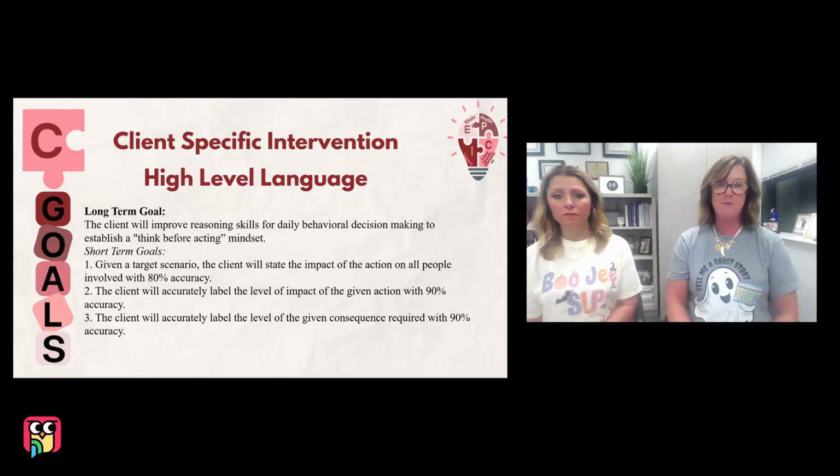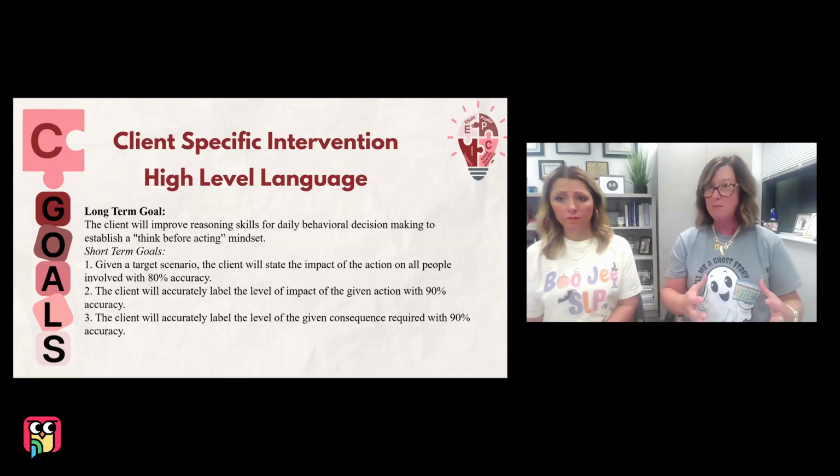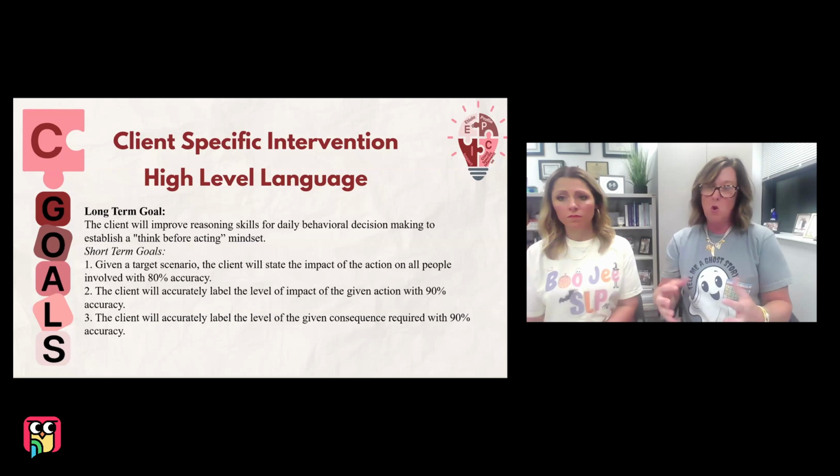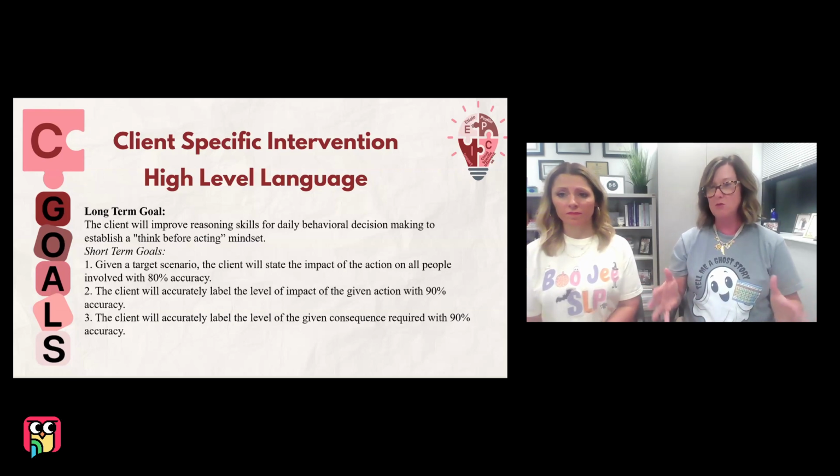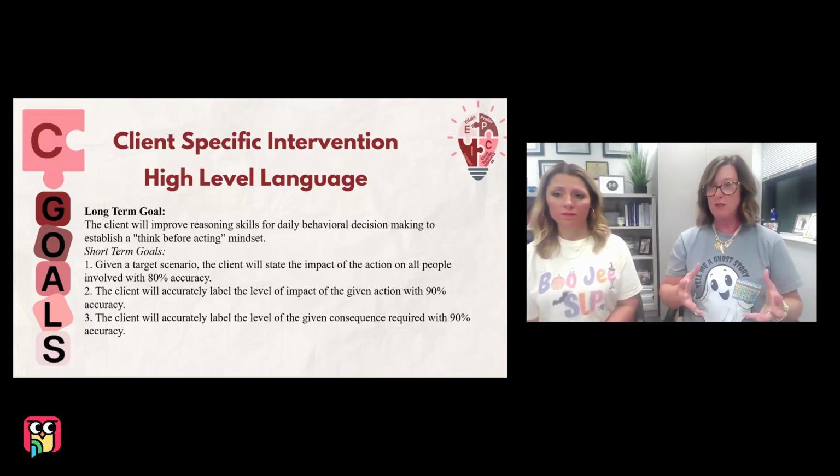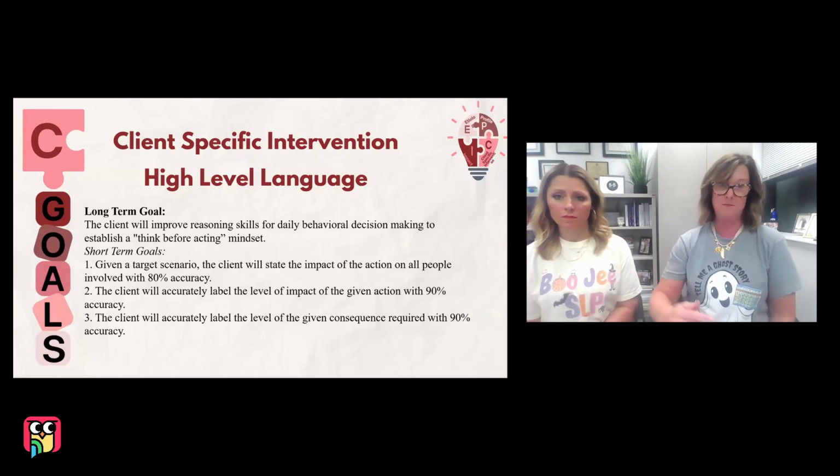We also use labeling the level of impact of the given action. So we really want to know, do you think this is a big problem, a medium problem, or a huge problem? Listen, we have to really learn with these kids to not sweat the small stuff and to let some things go. But we need to really talk about what's the severity level of these problems? And then also the consequence that might need to happen if it is a severe problem.